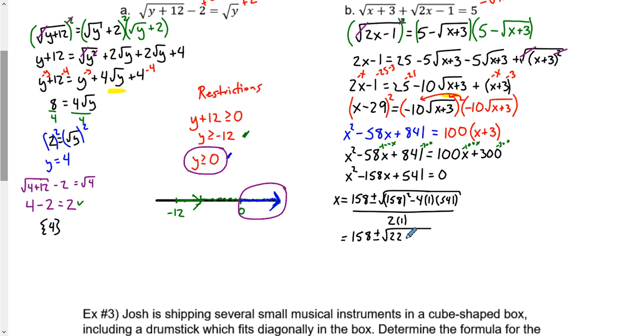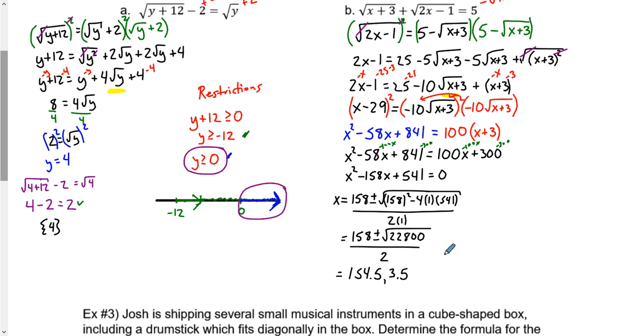We're not going to worry about simplifying these because we just want to find out our solutions, which means we just want to get straight to our answers as fast as possible. 158 adding the square root of 22,800 divided by 2. We'll round one decimal place in this case, and subtracting it, divided by 2, we get 3.5.